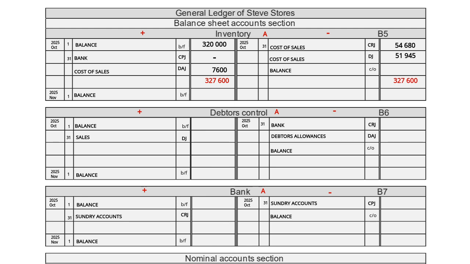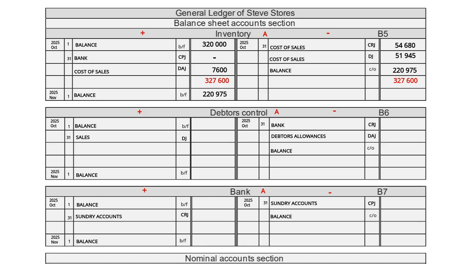So the difference to balance our credit side to our debit side will be our balance carried down, and that's 220,975, and that will also be our opening balance for the 1st of November, 220,975. Now let's move on to our debtors control.